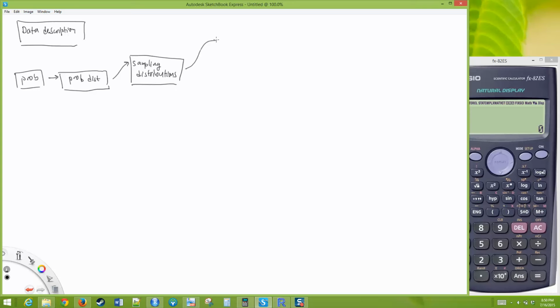Okay, and so now we're going to bring together data description and our understanding of probability, which developed into probability distributions and sampling distributions, into statistical inference. So this is our first application of statistical inference, and so our first one into this field is confidence intervals.